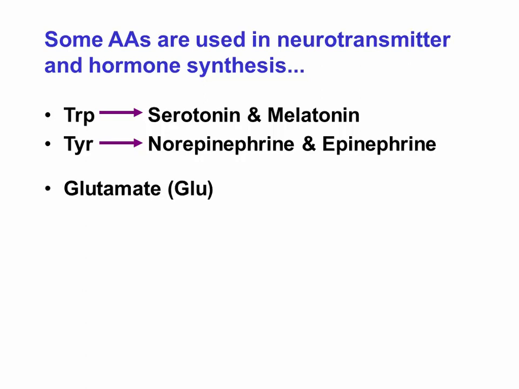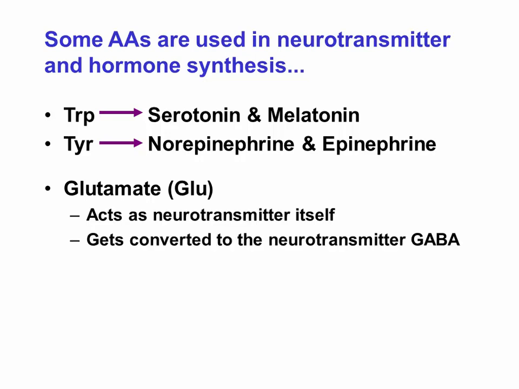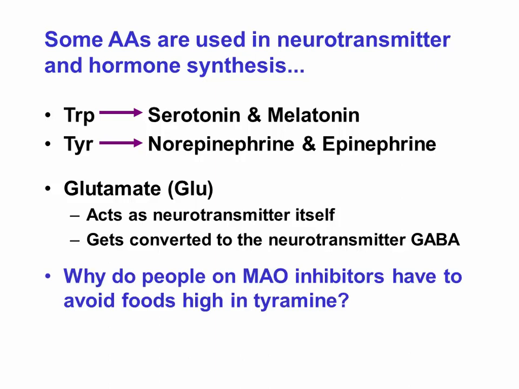And then I just bring up glutamate acts as a neurotransmitter by itself, and it also gets converted to the transmitter GABA, gamma amino butyric acid. I'm not going to ask you what that stands for, but if you want to write it down, I'll say it again. Gamma amino butyric acid.